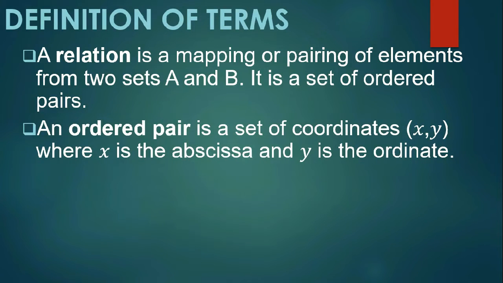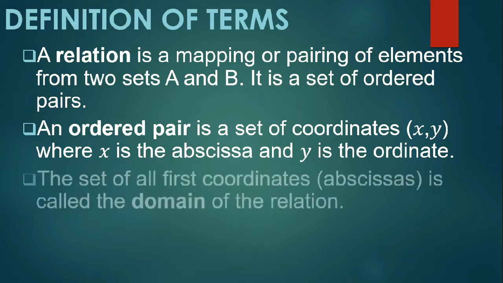An ordered pair is a set of coordinates x and y, where x is the abscissa and y is the ordinate. Take note, yan yung mga pinaplot natin sa Cartesian plane. Okay? X always comes first, and then y comes next.